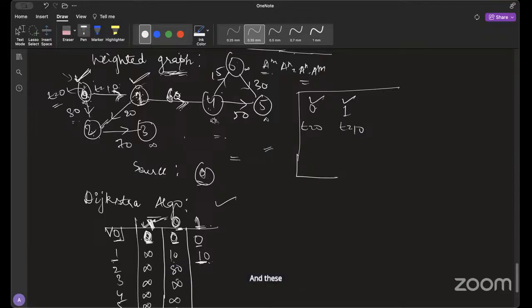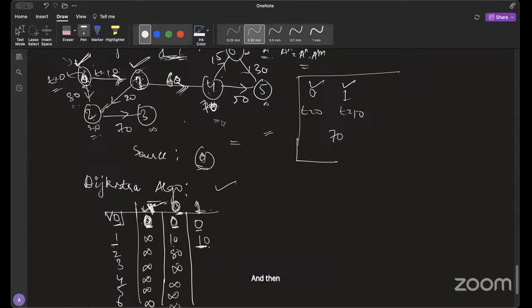And these will be considered a distance of 60. But the total time taken is 10 from here and 60 from here. So the total time for this vertex is 70. For this one, it's 70. And for this vertex, it's 10 plus 20, it's 30 here. So for this vertex, it's 20, this vertex, it's 70.